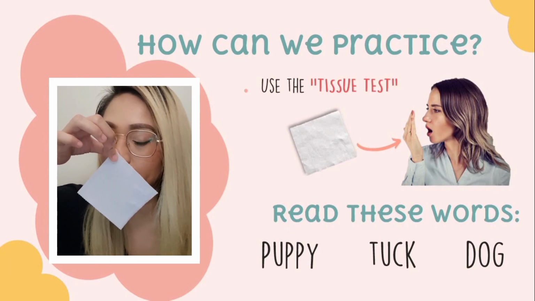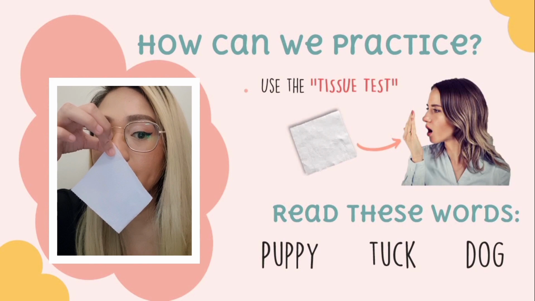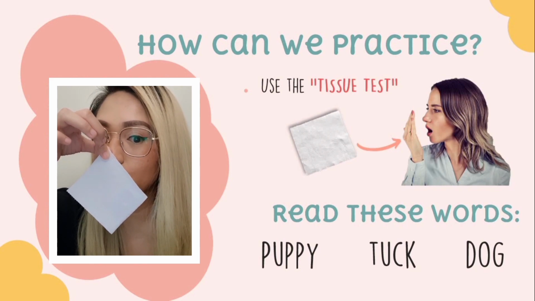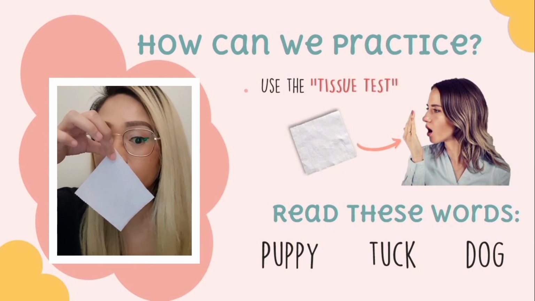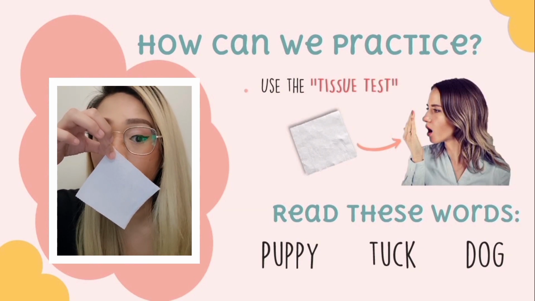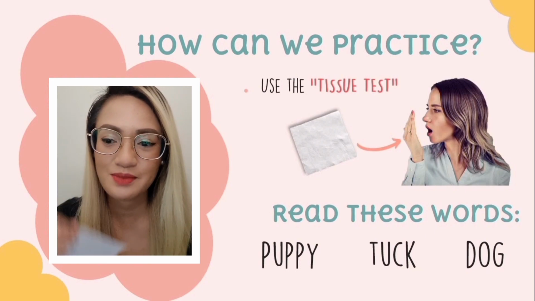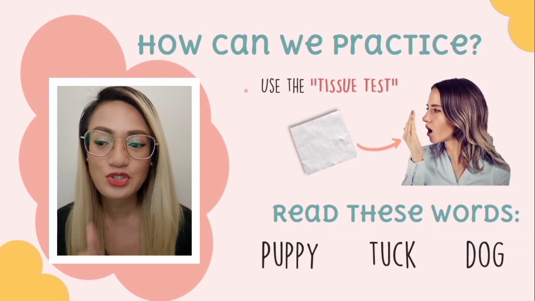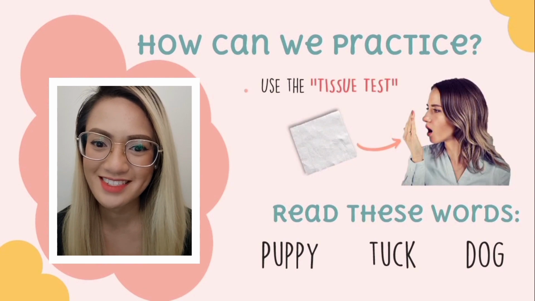Now let's try them in Filipino version. Poppy, poppy. It's not moving. Tuck, tuck. It's not moving. Now let's try it in a plosive manner. Poppy, poppy, tuck, tuck. You see? The tissue moves. You can see the difference. The tissue must pop or move away from your mouth as you pronounce and say these words.